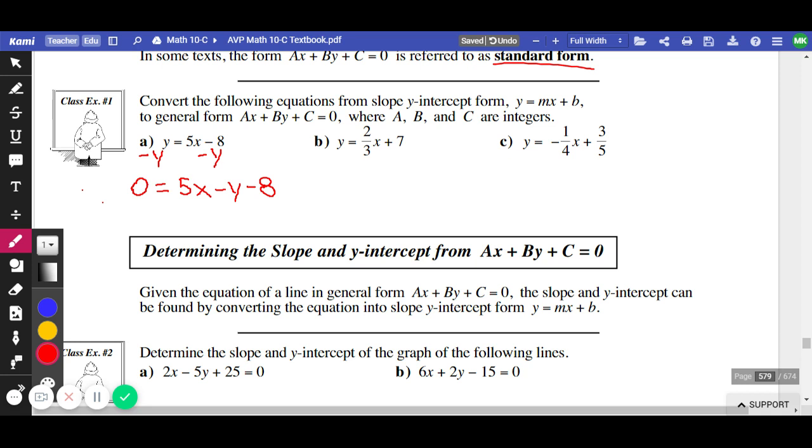Once you have that set up, you're going to check your 2 rules. First rule, no decimals, no fractions. Looking at that, no decimals, no fractions. Life's good. Second rule, the a value must be positive. A is the number in front of x, this guy. That's a. Is it positive? Yeah, it's positive 5. This is general form.